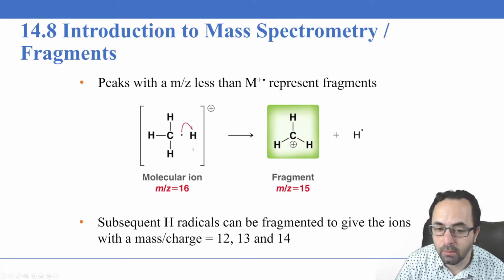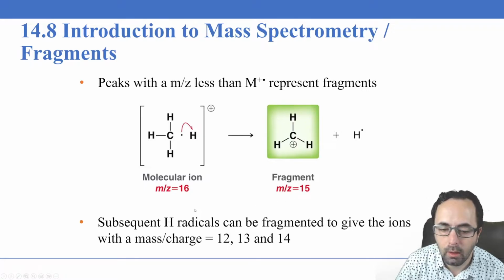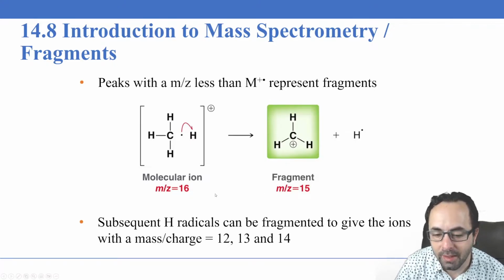And then if there's even more fragmentation, we could lose another hydrogen where we get m over z of 14, and 13, and 12, and so on. The lowest we get is 12. The 12 would be the bare carbon atom as a cation.